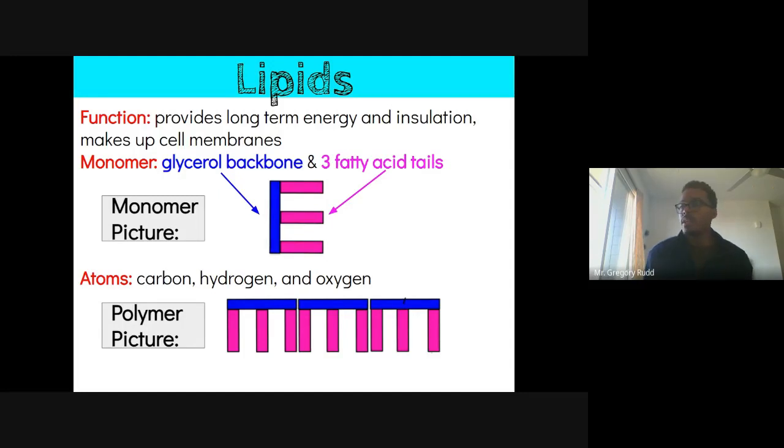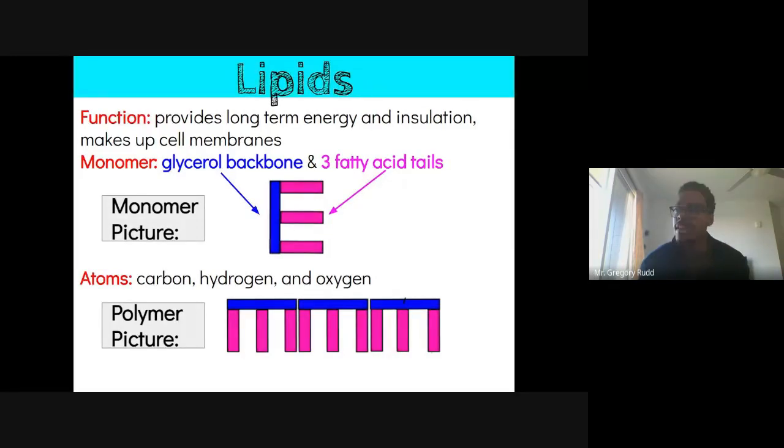The monomer of the lipid is a glycerol backbone and 3 fatty acid tails. In this picture of the monomer, you can see the glycerol backbone is represented in blue, and we've got 3 perpendicular fatty acid tails. These tails are perpendicular to the backbone, and so it gives the monomer an E shape, shaped like a capital E. The fatty acid tails are represented in pink here. So again, try to draw out these monomers. They're really simple pictures. Just give your best effort to draw them out.